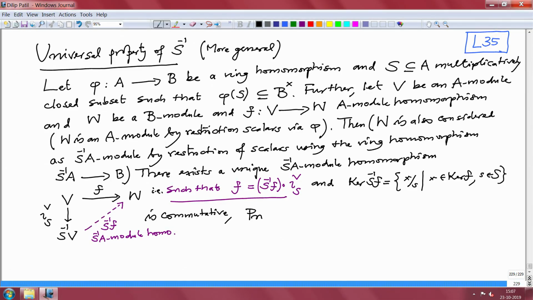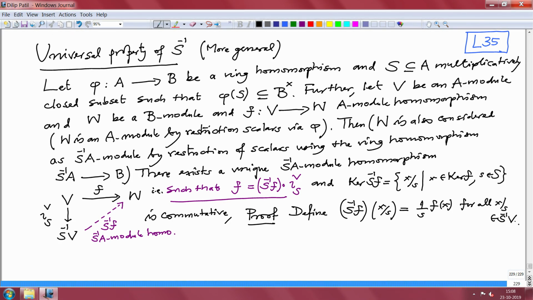So, proof. We need to define S inverse F. I want to define this map, so it should be a map from S inverse V to W. It is defined on fractions like this: S inverse F of x over s is equal to 1 over s times Fx, for all x over s in S inverse V. Now we have to check a number of things: that S inverse F is well defined, that it does not depend on the representative of an equivalence class, and that S inverse F is an S inverse A module homomorphism.